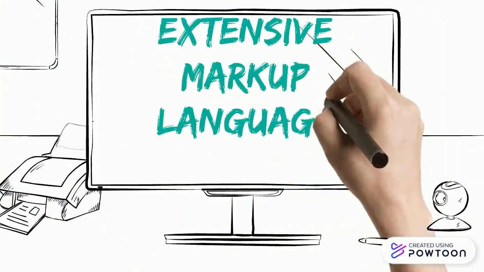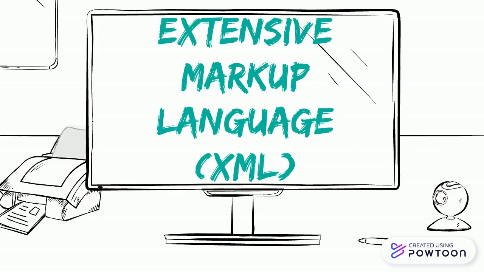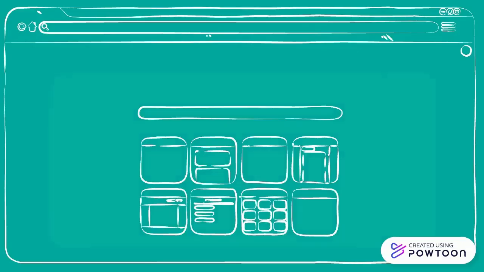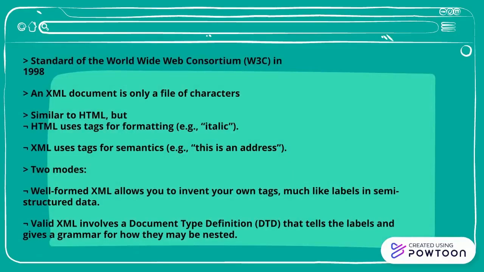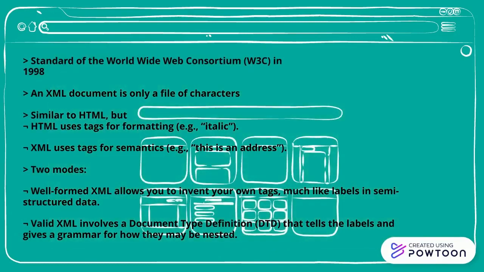Extensible Markup Language, XML. An XML document is only a file of characters, similar to HTML, but HTML uses tags for formatting, for example, italic. XML uses tags for semantics, for example, this is an address.